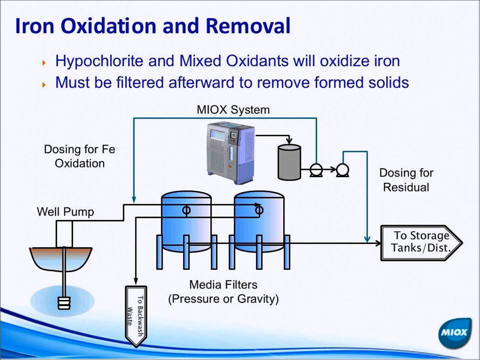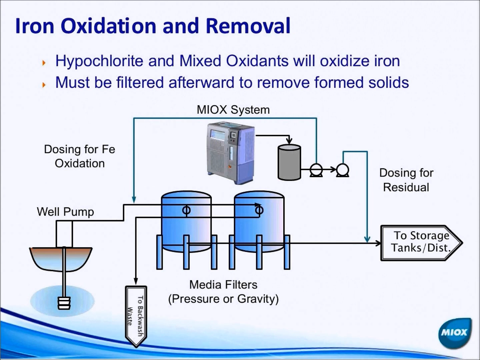So what would the process train look like in this case? Remember I said that it does convert it into a soluble form, which doesn't disappear. You then have to filter it. So here is a typical process train. You come out of the well, you dose some mixed oxidants or some hypochlorite into the pipe running over to your filters. These media filters can either be pressure or gravity.